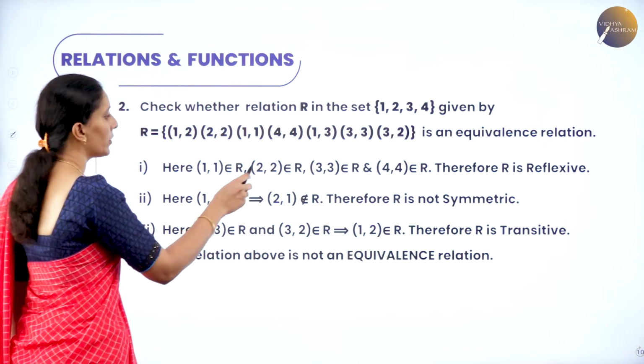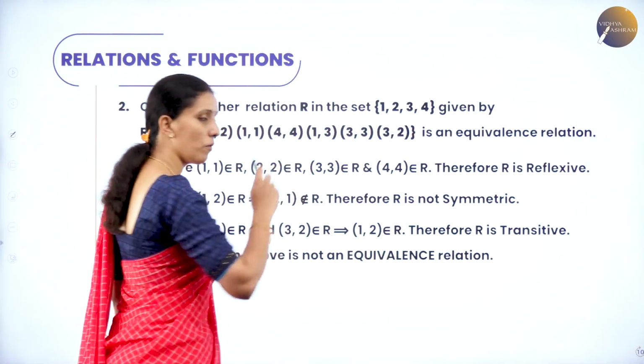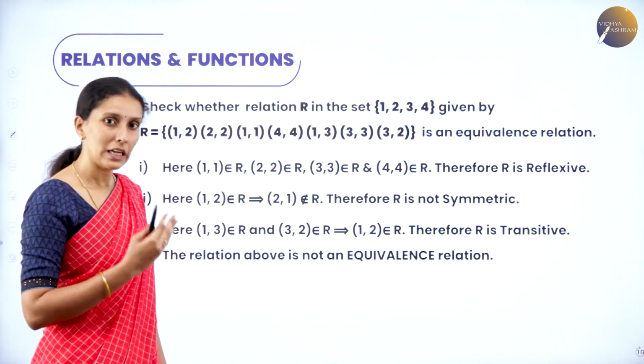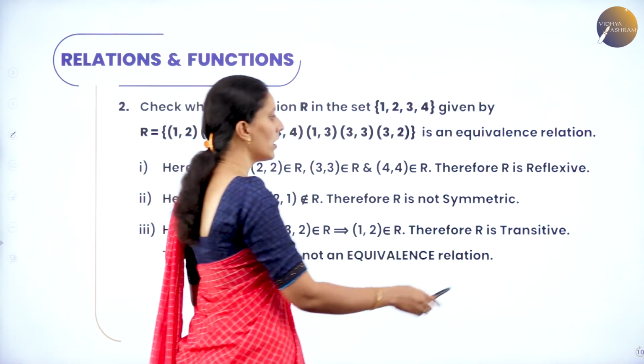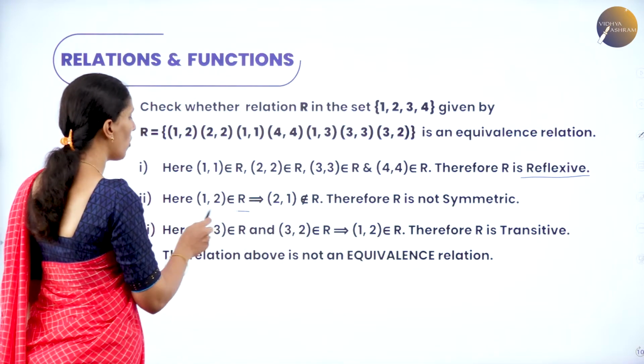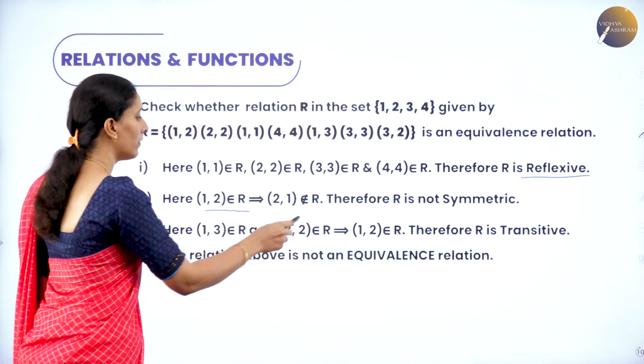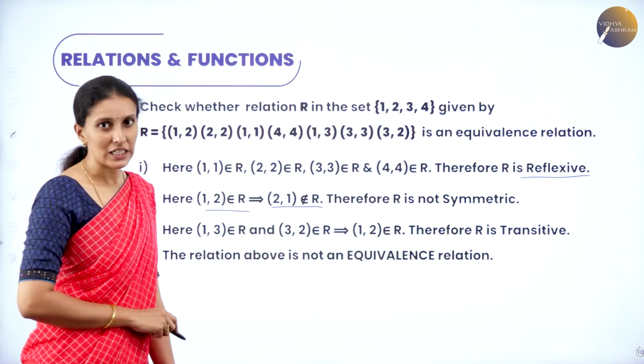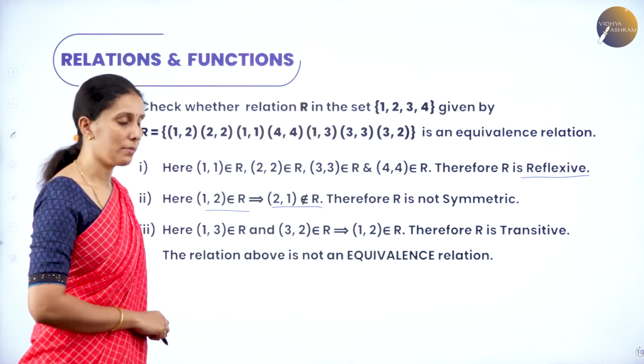So (1,1), (2,2), (3,3), (4,4). Also, 4 elements inside the R. Therefore, R is reflexive. But we have the element (1,2) belongs to R, but we don't have the element (2,1) inside the R. Therefore, it is not symmetric.